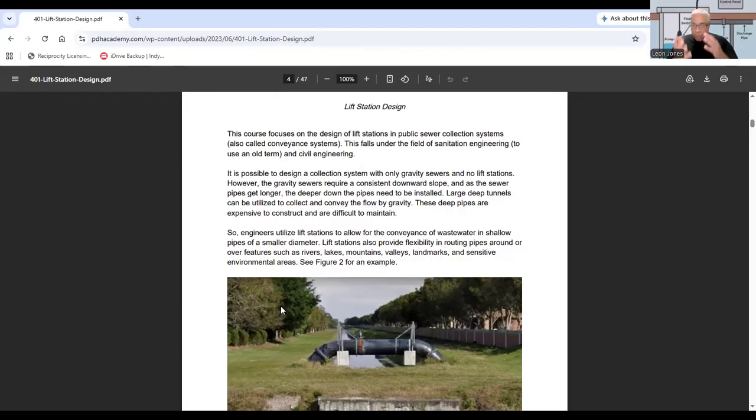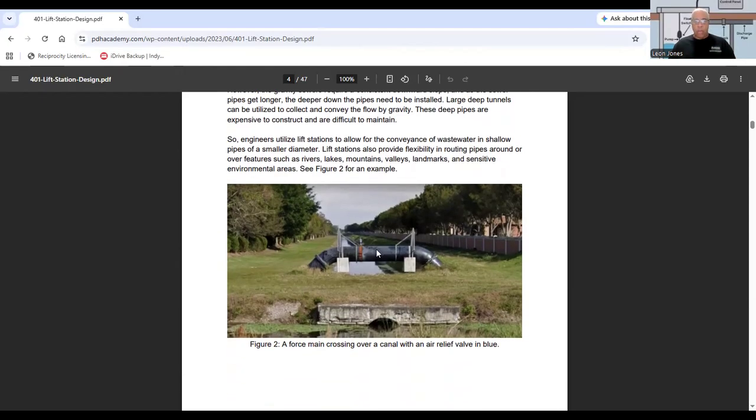Again, engineers love to utilize lift stations so they can allow for the conveyance of wastewater in shallow pipes of a smaller diameter. Lift stations also provide flexibility in routing pipes around or over features such as rivers, lakes, mountains, valleys, landmarks, and sensitive environmental areas. And here you have a force main over a canal.